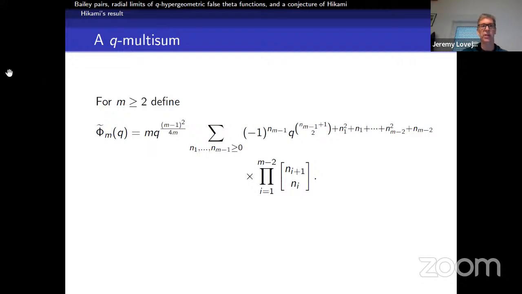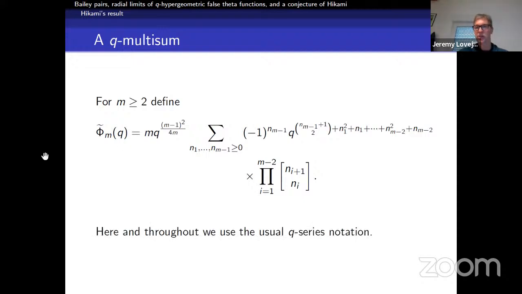For m bigger than or equal to 2, let's define this function phi sub m tilde. This is Hickam's notation, I'm just preserving that. We have a Q hypergeometric multisum here. This is the kind of thing we're used to seeing. It looks like something you would see in the Andrews-Gordon identities: the product of Q binomial coefficients, some powers of q, and a sign. Something you might not be used to seeing is this power of q in front. From a number theoretic perspective, we'll see shortly that it's a natural thing to do. And on this other prefactor m, Hickam put this m in for his own convenience, so I will preserve that throughout the talk. It's not doing anything there, just sitting there.